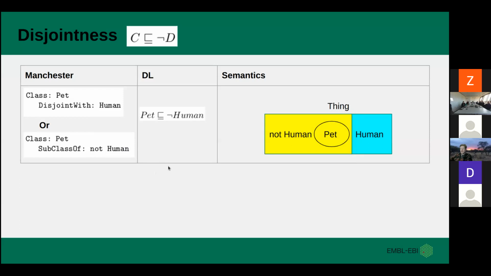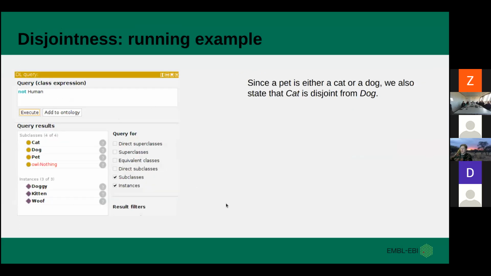Okay, so that's disjointness. I just show that that is indeed the case. We now get doggy, kitten, and wolf as things that are not human.